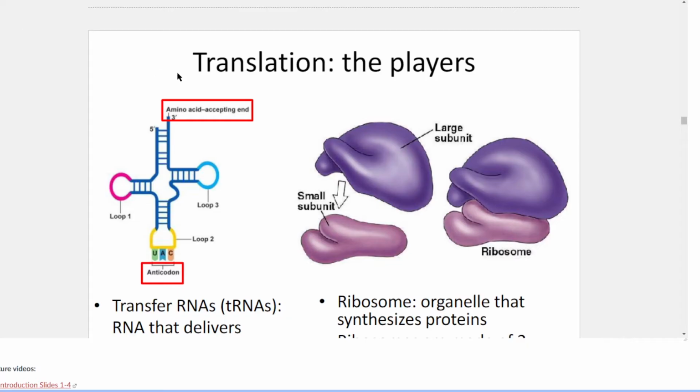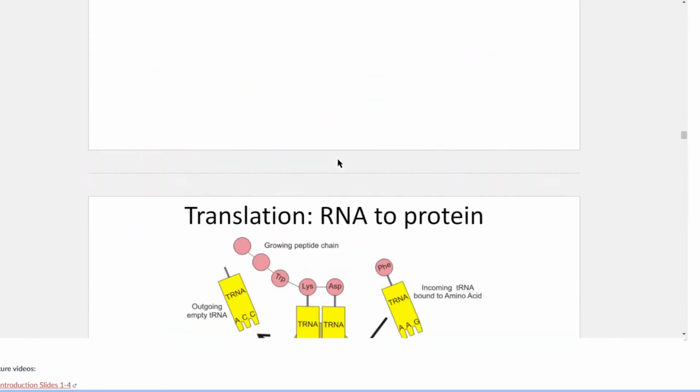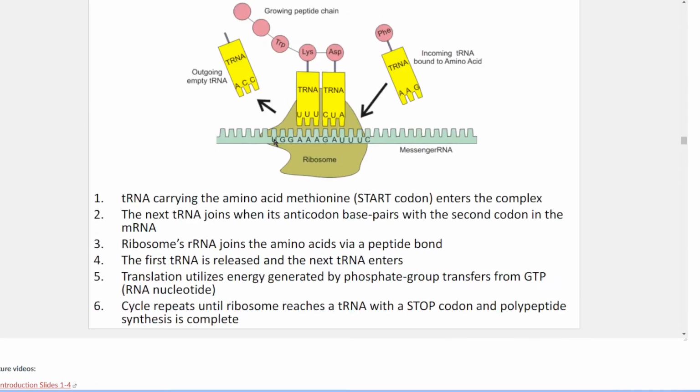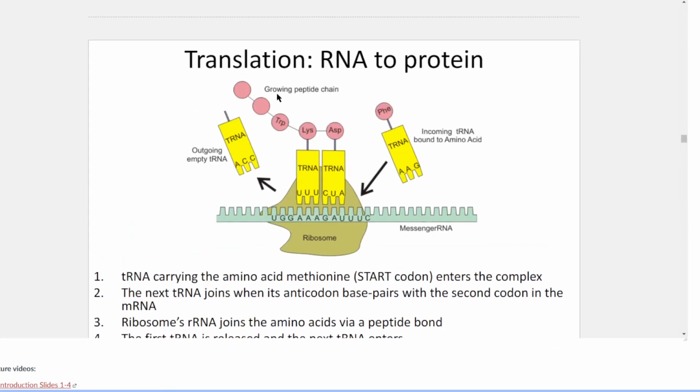Yeah. Okay, translation. We have ribosomes, which is where translation happens. We have tRNA, which transfers amino acids. We have the large subunit and the small subunit. Translation is RNA to protein. So our first step is tRNA carries amino acids, carrying the amino acid start codon to the complex.